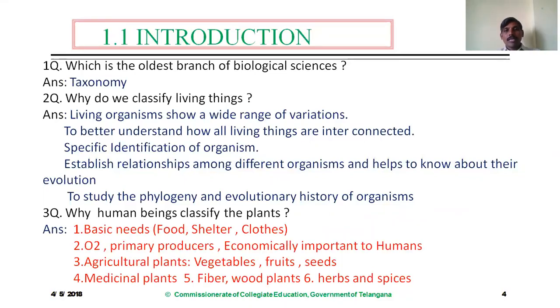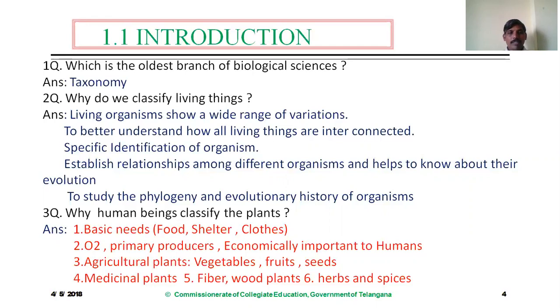Why do human beings classify plants? The plants fulfill the basic needs of human beings and a few animals, that is food, shelter, and clothes. All green plants release oxygen during the photosynthesis process. They purify the air and synthesize their own food materials. They act as primary producers in the ecosystem, and are economically important to human beings.